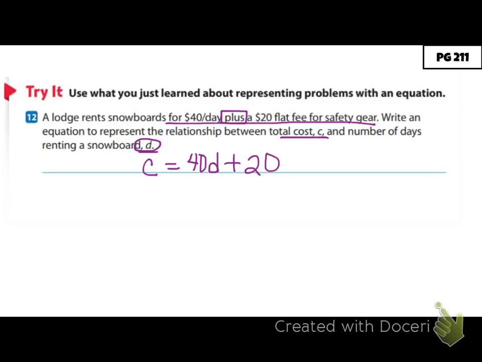So now what I need you to do is to go ahead and get back into Classroom and complete the exit ticket. Once you've completed the exit ticket, I want you to work on the guided practice pages 212 and 213, and then read or work on something quietly after that.